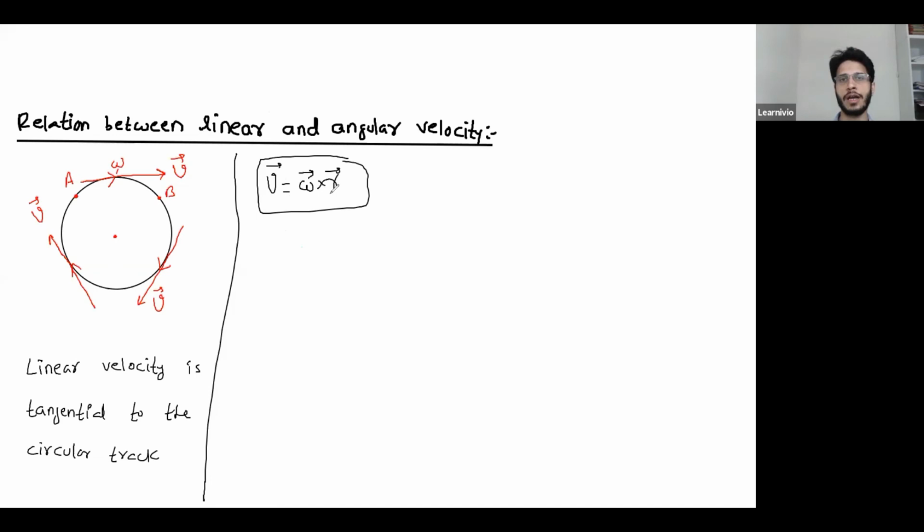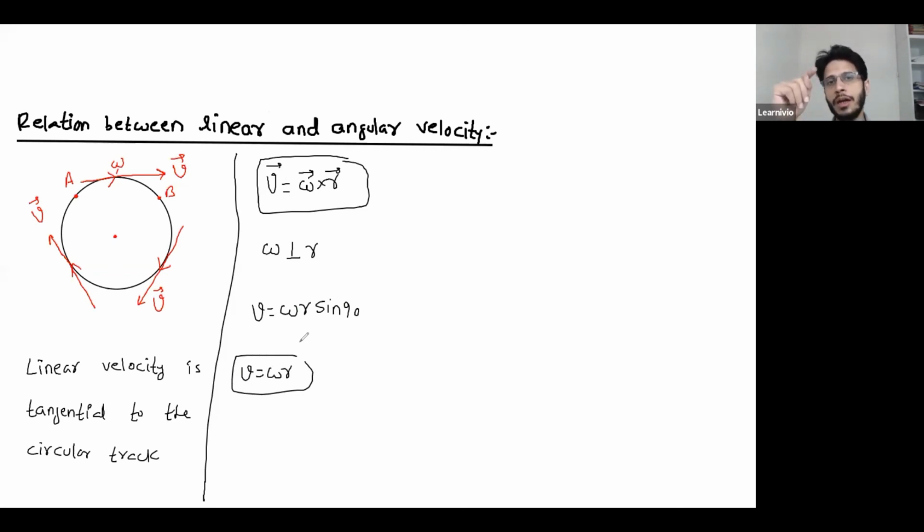See here, omega and r are perpendicular, just like d theta and r are perpendicular. So if I open the cross product, it comes out to be omega r sine 90, and it comes out to be omega r. I'm repeating it again: linear velocity is always tangential to the circular path. Its magnitude is just omega, the angular velocity, multiplied by the radius of the path.